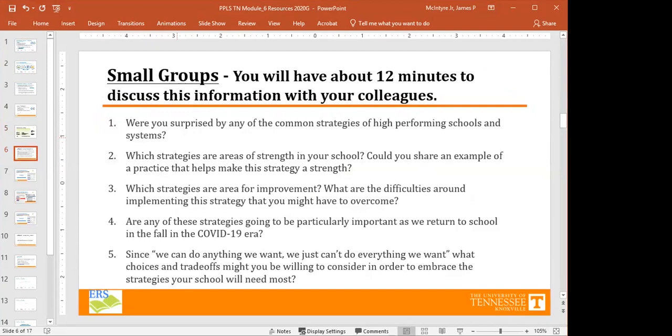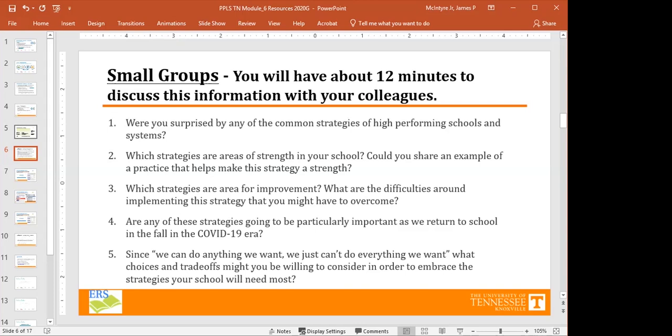And then the two questions David asked: are any of these strategies that are utilized by high-performing schools and school systems going to be particularly important as we return to school in the fall in the pandemic era? And I do like the phraseology that ERS uses, which is that we can do anything we want, we just can't do everything we want. So what choices and trade-offs might you be willing to consider in order to embrace some of these really important strategies that are utilized by high-performing schools, in terms of which strategies your school might need most? So what are the trade-offs you might be willing to consider?